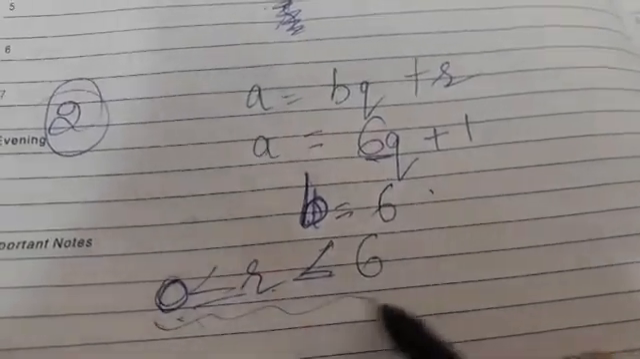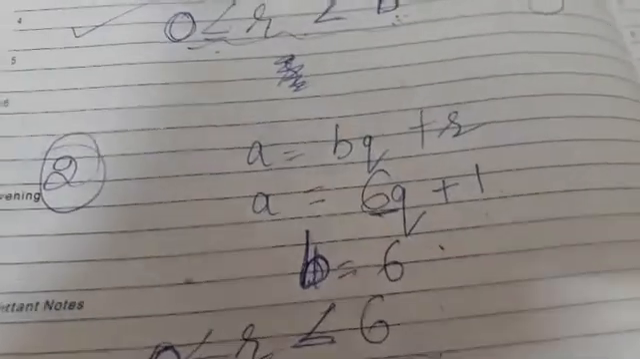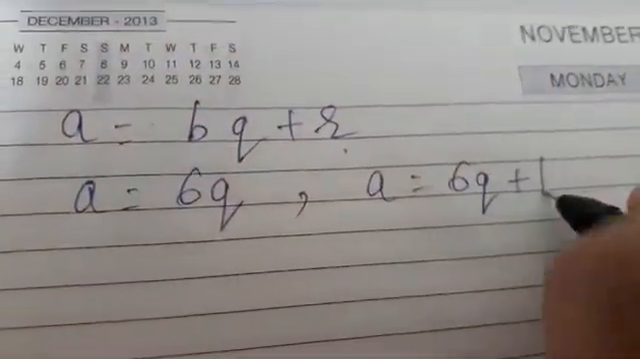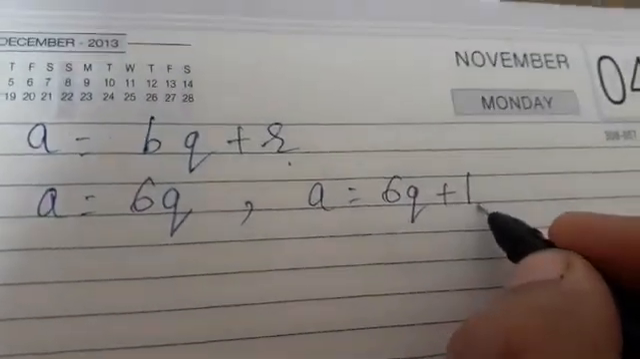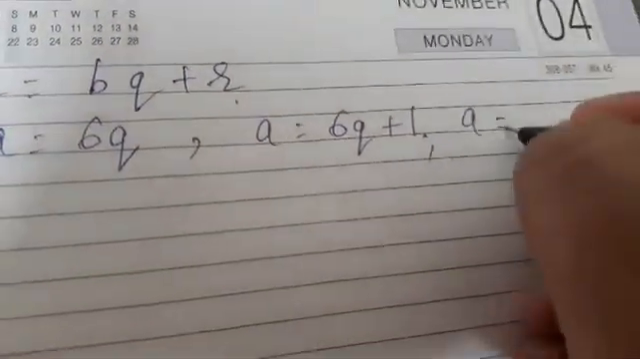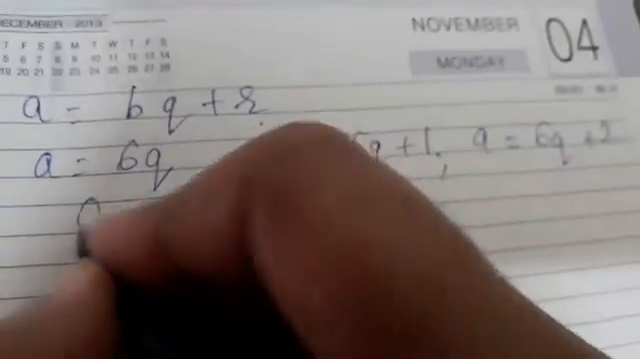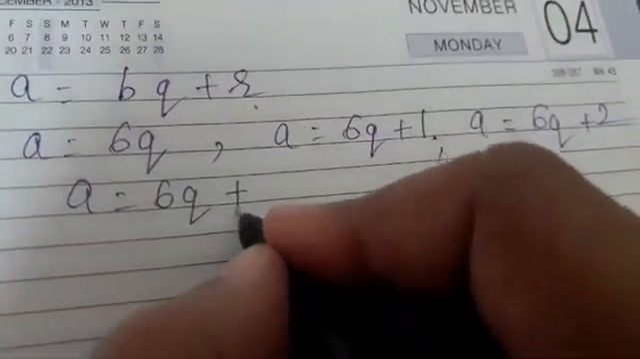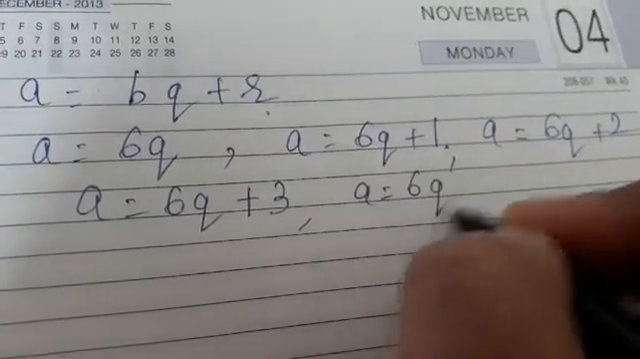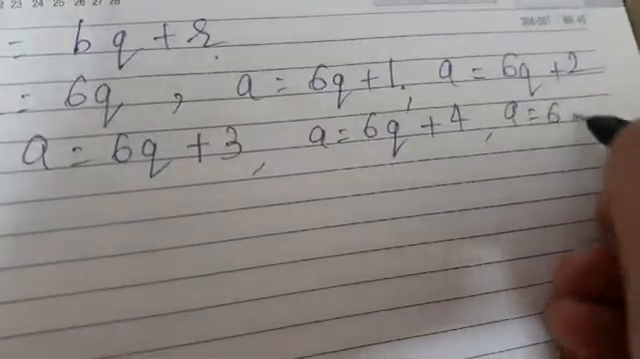Now when we apply this condition in this formula, we will have 6 possibilities. So let's check those, starting with the first one. As I told you, A is equal to BQ plus R. When the remainder is 0, A is equal to just 6Q. Next, A will be equal to 6Q plus 1 because the remainder is 1. The remainder lies between 0 and 6. Then A will be equal to 6Q plus 2. A is equal to 6Q plus what? 3, 4, and A is equal to 6Q plus 5.